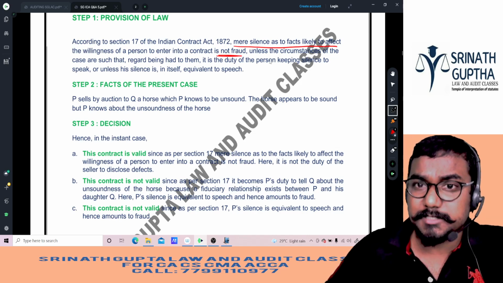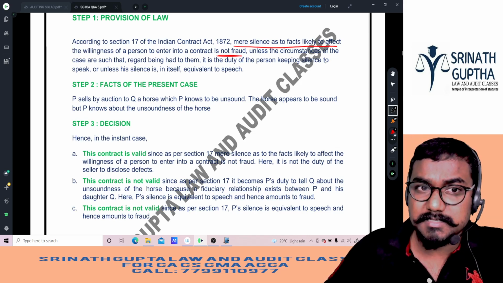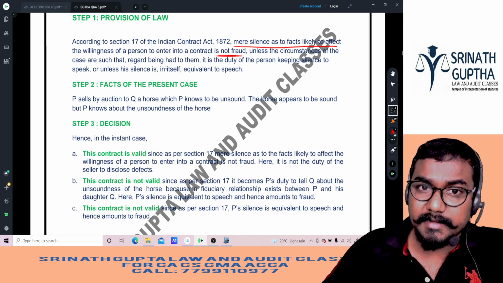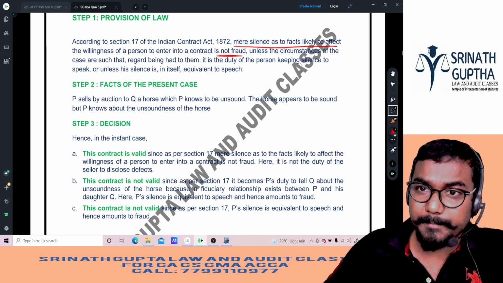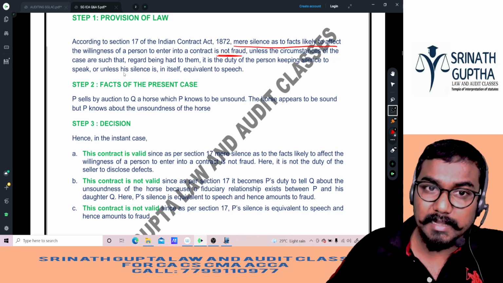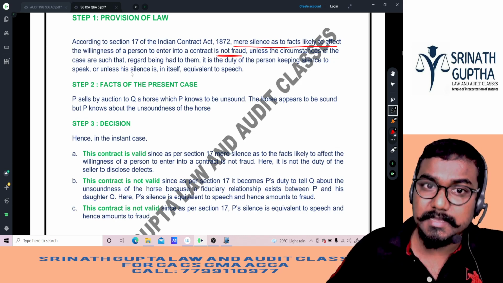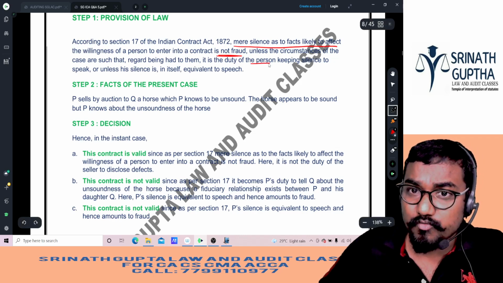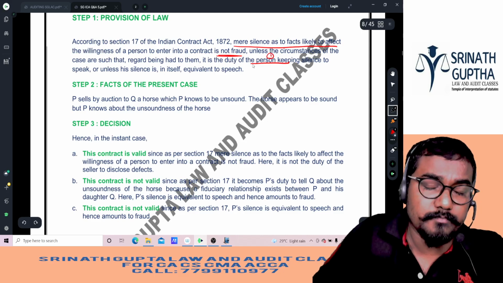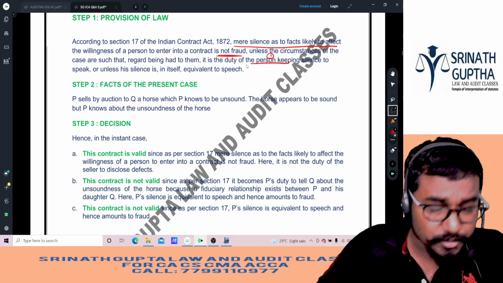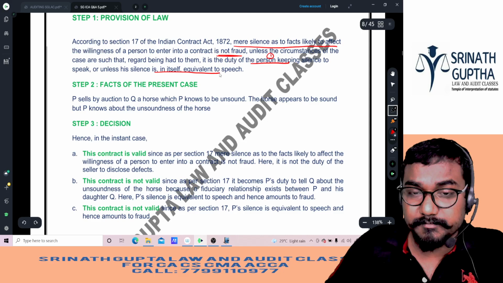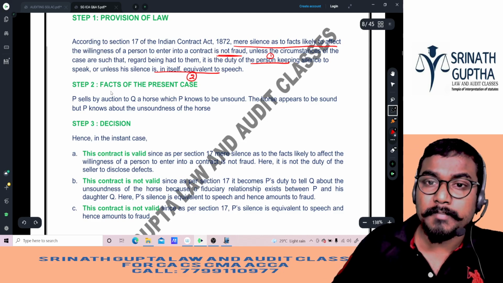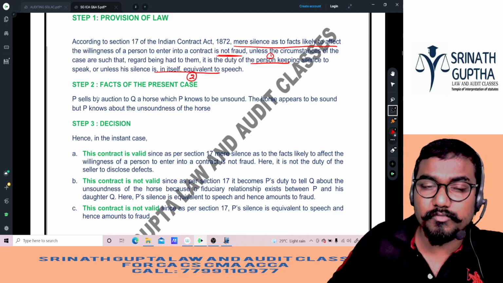Unless, that means exceptions, beta. Unless the circumstances of the case are such that, regard being given to them, it is the duty of the person keeping silence to speak, and unless his silence is itself equivalent to speech. These two are exceptions, beta. This is the first exception, that is the fiduciary relationship. This is the second exception, beta. Silence equivalent to speech. In these two cases, silence will amount to fraud.